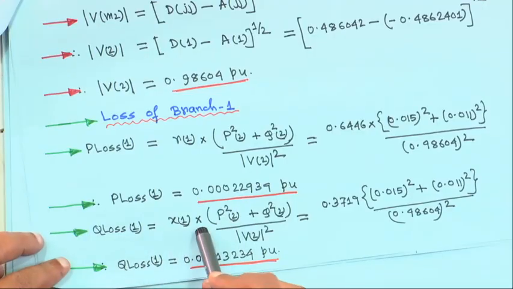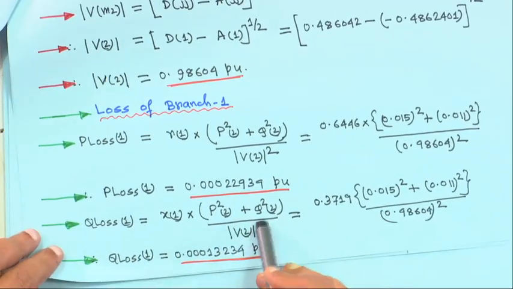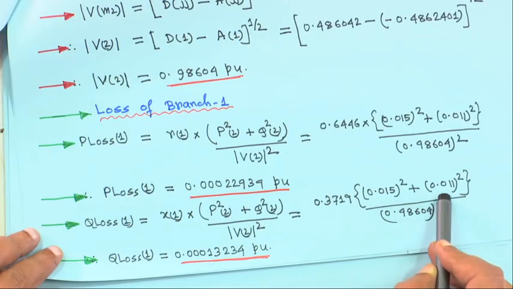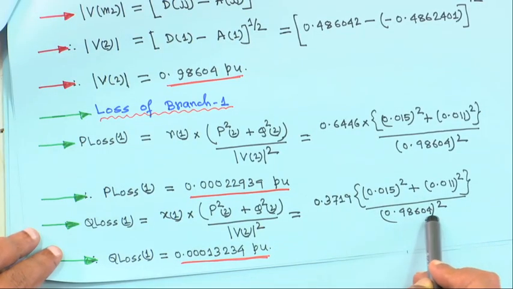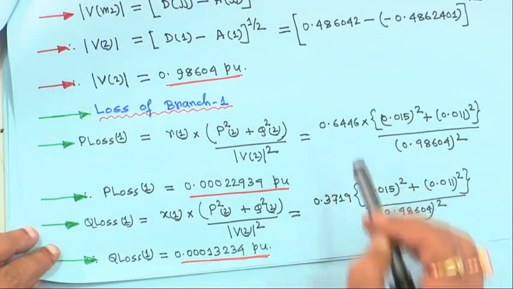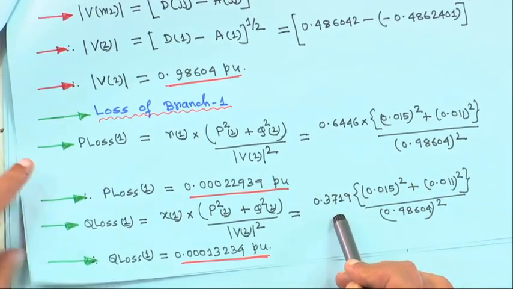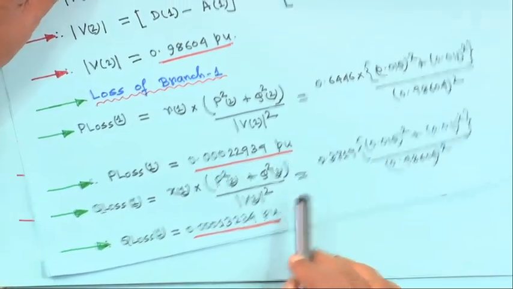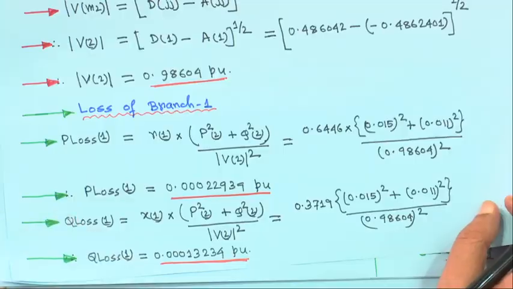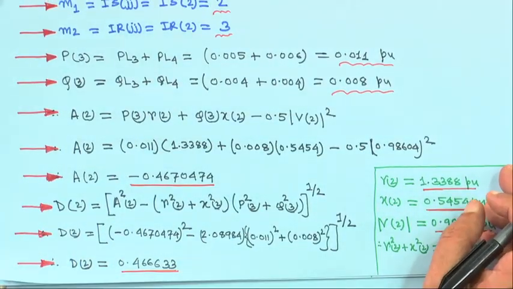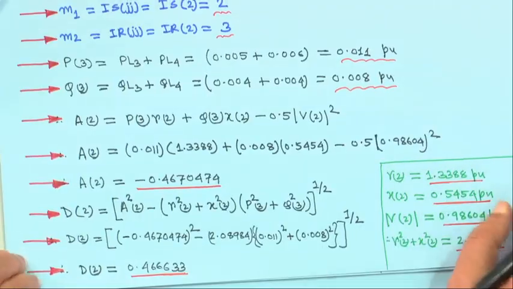Similarly, Q loss 1 will be X1 into P2 squared plus Q2 squared upon V2 squared. So, it will be 0.3719 times 0.015 squared plus 0.011 squared by 0.9860. Actually, this term remains the same, only here it is multiplied by R, here it is multiplied by X. Therefore, Q loss 1 is 0.00132334 per unit. This is per unit only; later we will convert to the real unit because we have to go for the iteration. Similarly, first iteration is continuing.